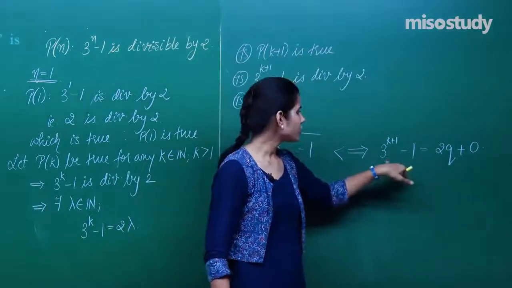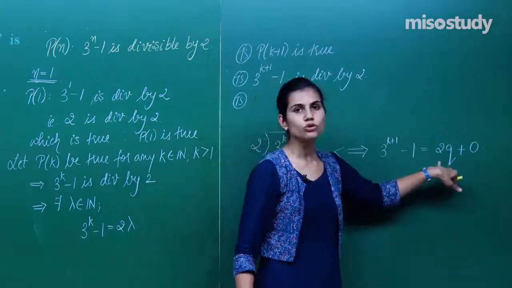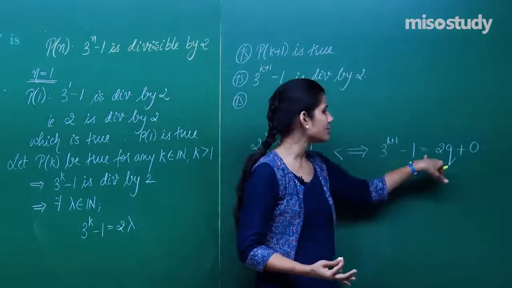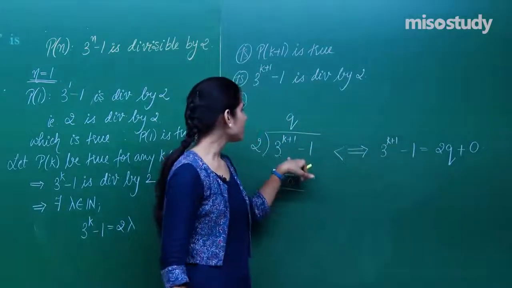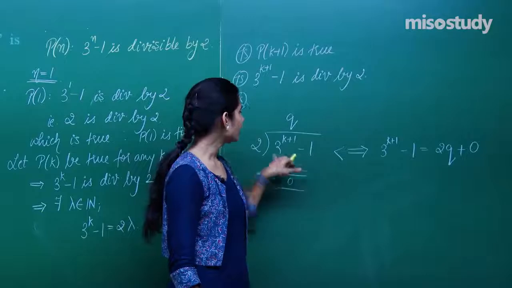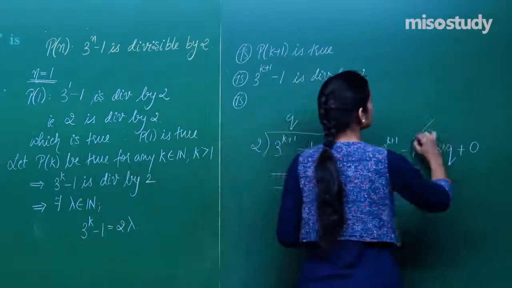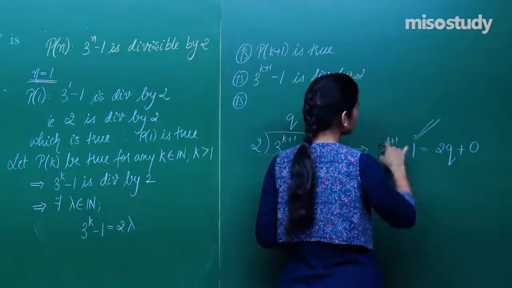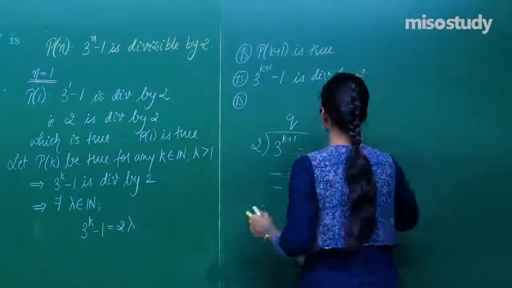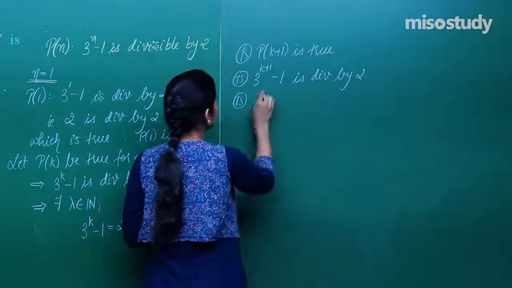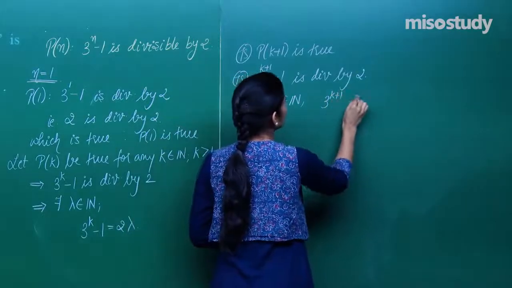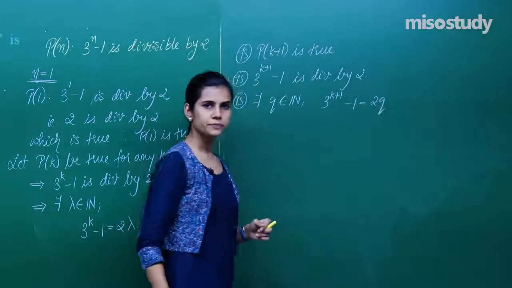So we have to basically show that 3 to the power k plus 1 minus 1 can be written as 2q for some q natural number. If such a q exists, this would mean that when 3 to the power k plus 1 minus 1 is divided by 2, q is the quotient, 0 is the remainder, which would mean 3 to the power k plus 1 minus 1 is divisible by 2. So showing this is our target, to make some q exist such that 3 to the power k plus 1 minus 1 can be written as 2q, where q is some natural number.